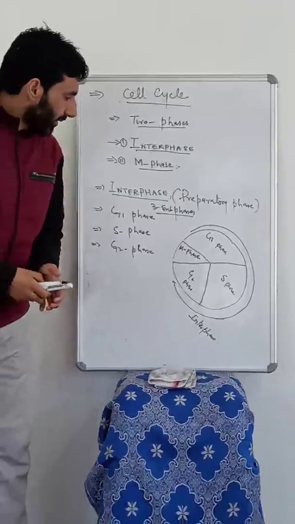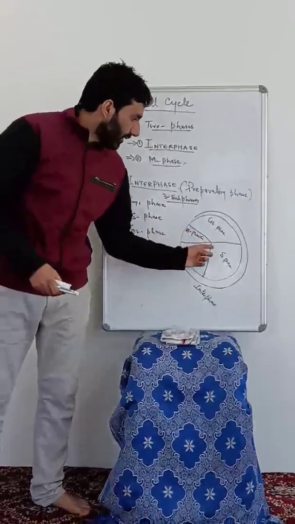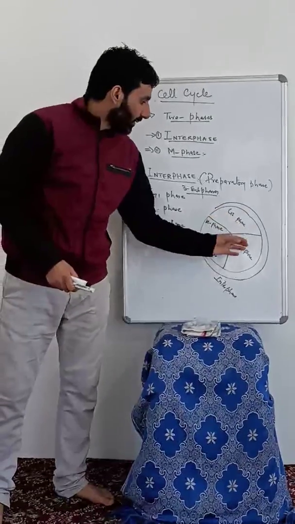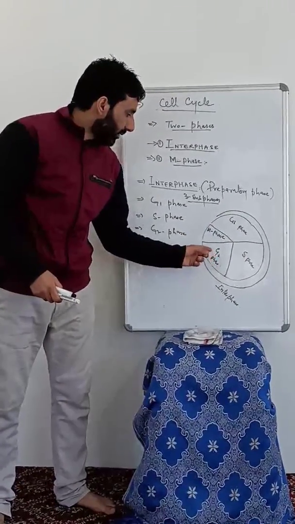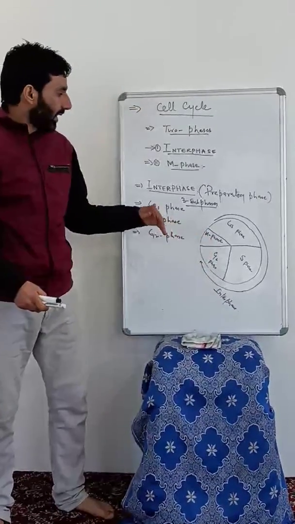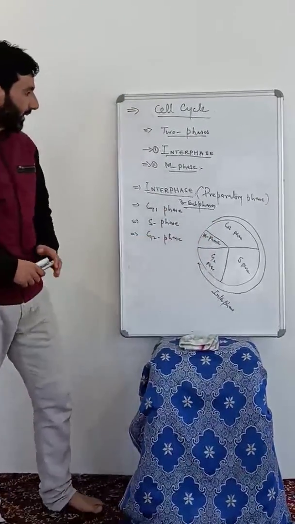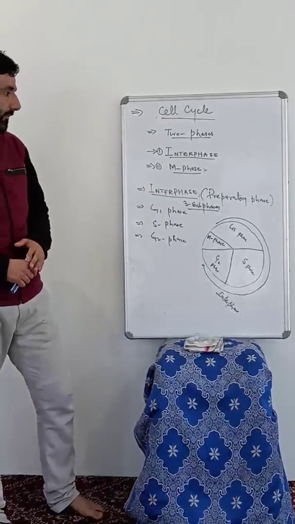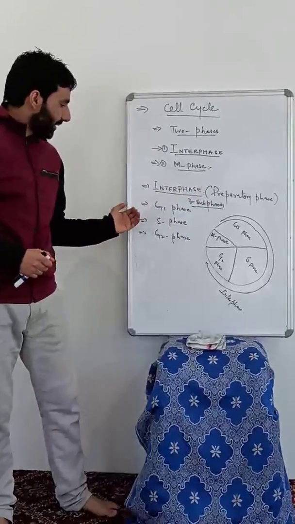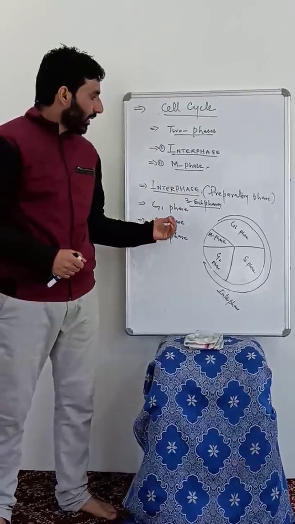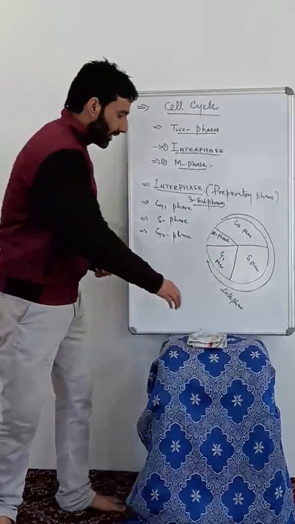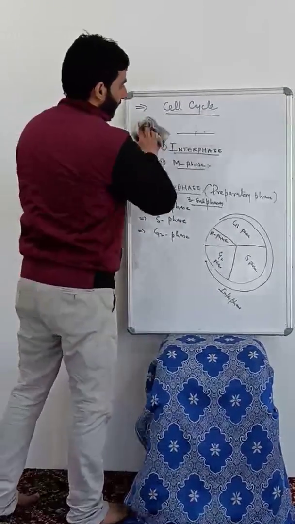So these three subphases of the interphase, the G1 phase, S phase, and G2 phase, follow one after the other. After completing the G2 phase, the final phase of the interphase, the cell enters into the M phase, the mitotic or division phase. This is the second major phase of the cell cycle. Now let us see these phases one by one, and what changes take place in them.